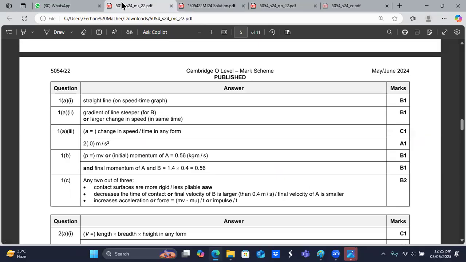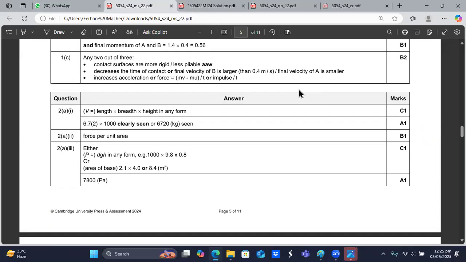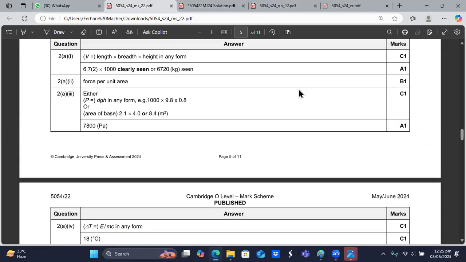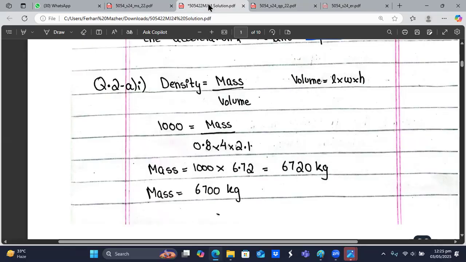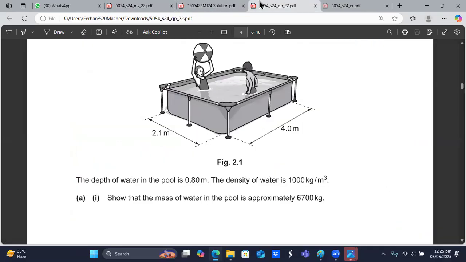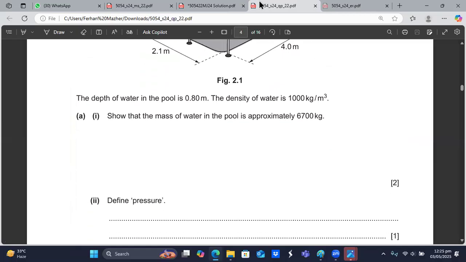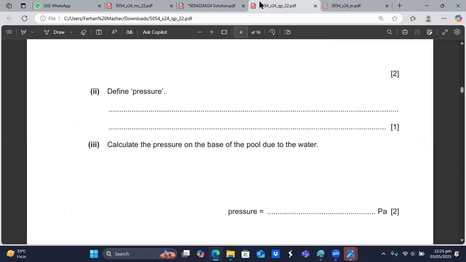So let's check the marking scheme. The marking scheme has this for question number 2 on your screen. You can see that we have shown how this is done. This was question number 2, part A.